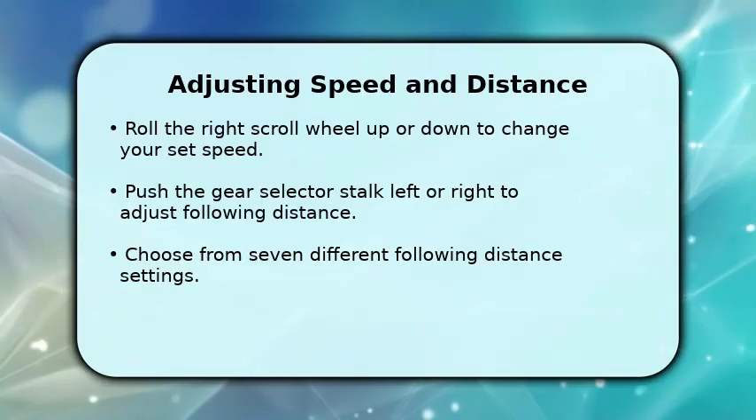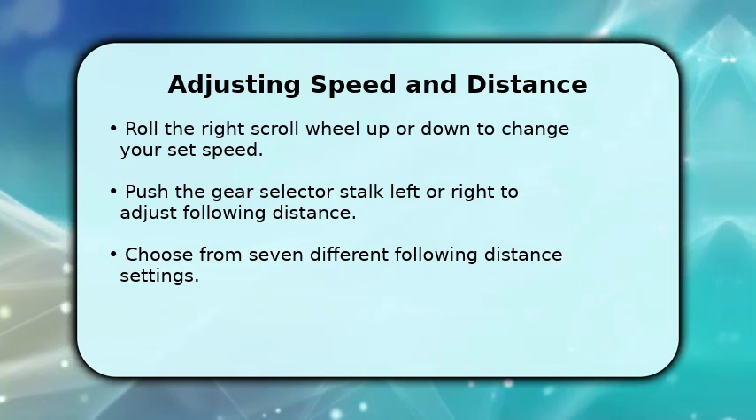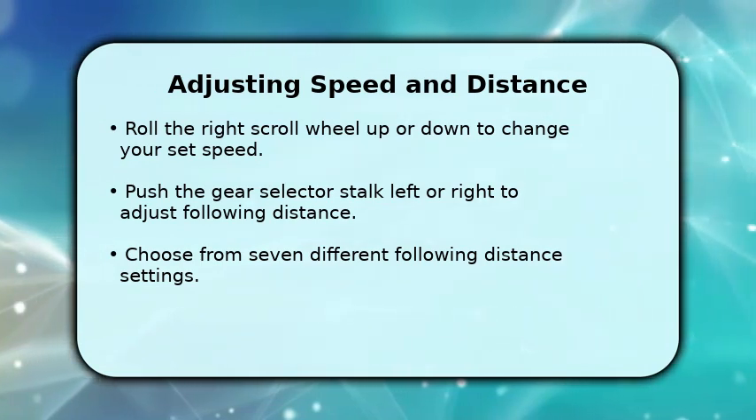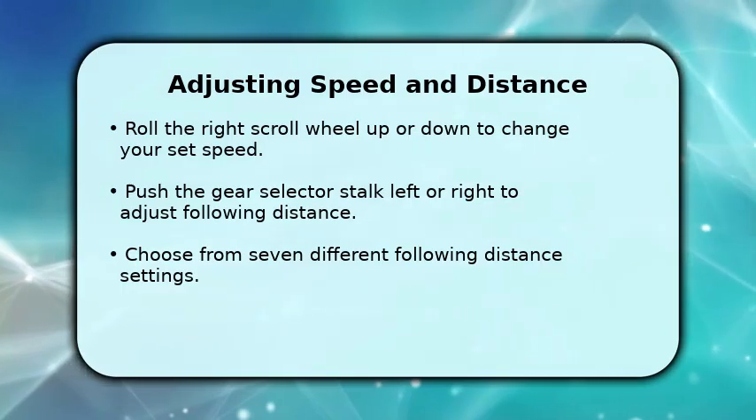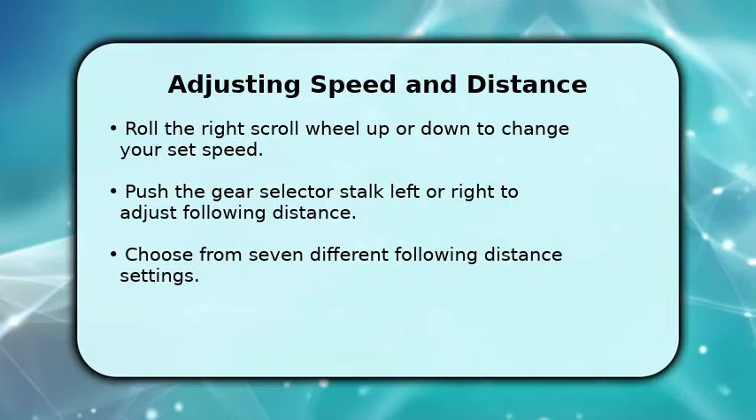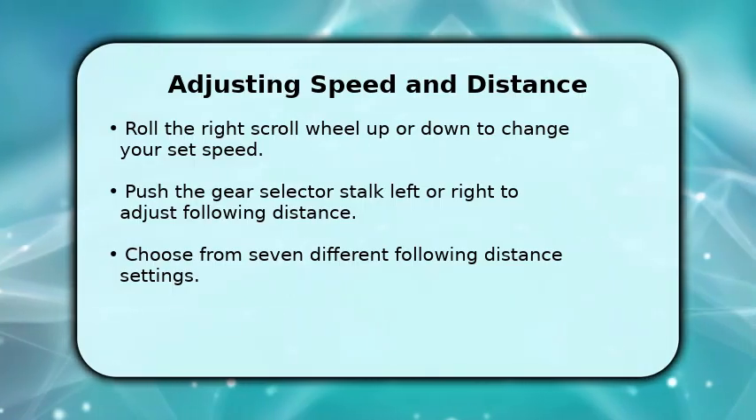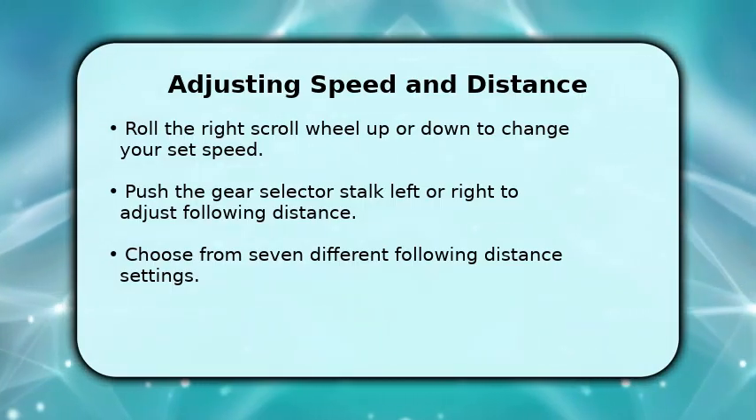Once cruise control is active, you can easily adjust your speed. Simply roll the right scroll wheel on the steering wheel up to increase your speed or down to decrease it. To modify the distance your Tesla maintains from the car ahead, push the gear selector stalk to the left or right. You have 7 distinct settings to choose from.